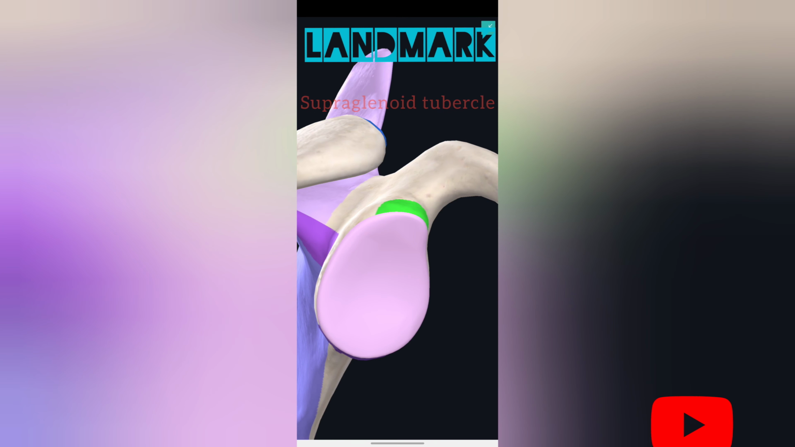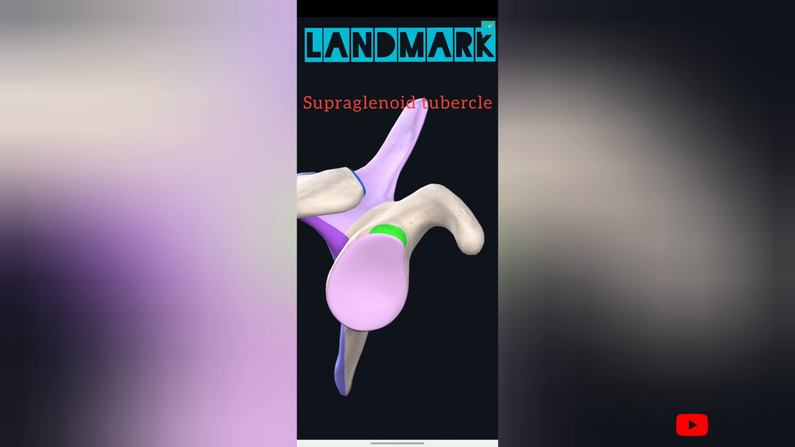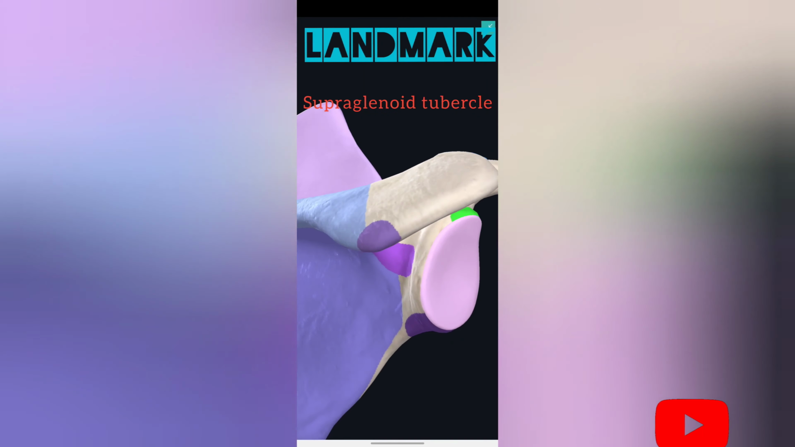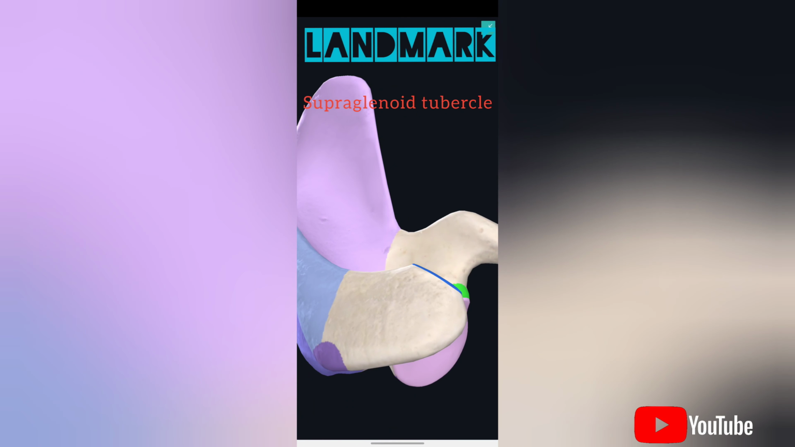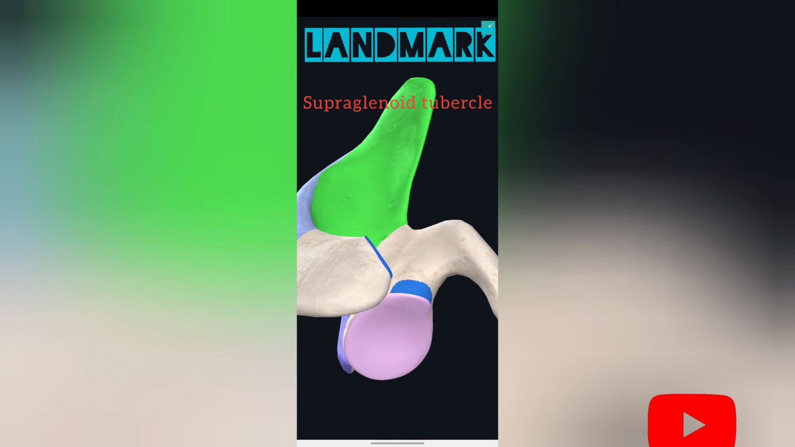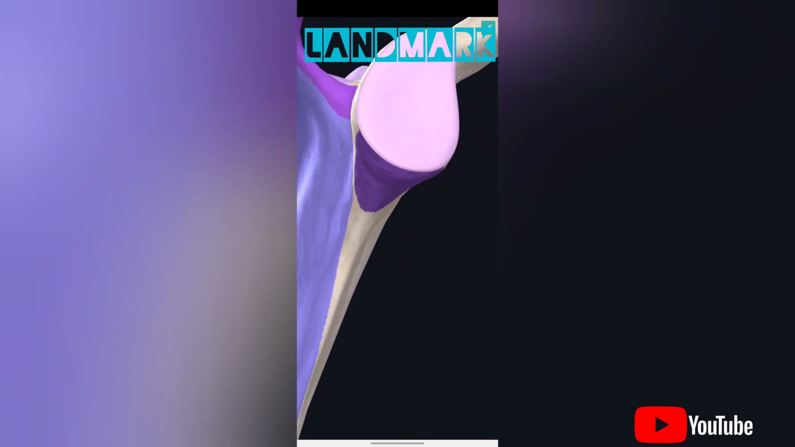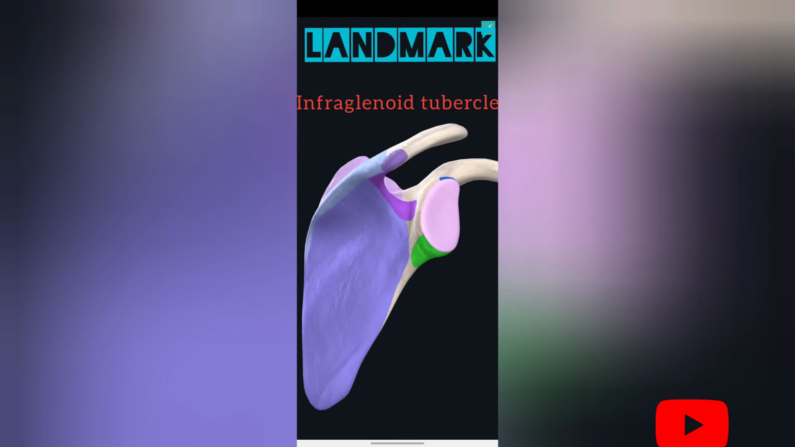Next we are going to see this part, which is known as the supraglenoid tubercle. It is located in the supra position, so it is known as the supraglenoid tubercle. Below it we can see this part as the infraglenoid tubercle, which is located in the infra region.